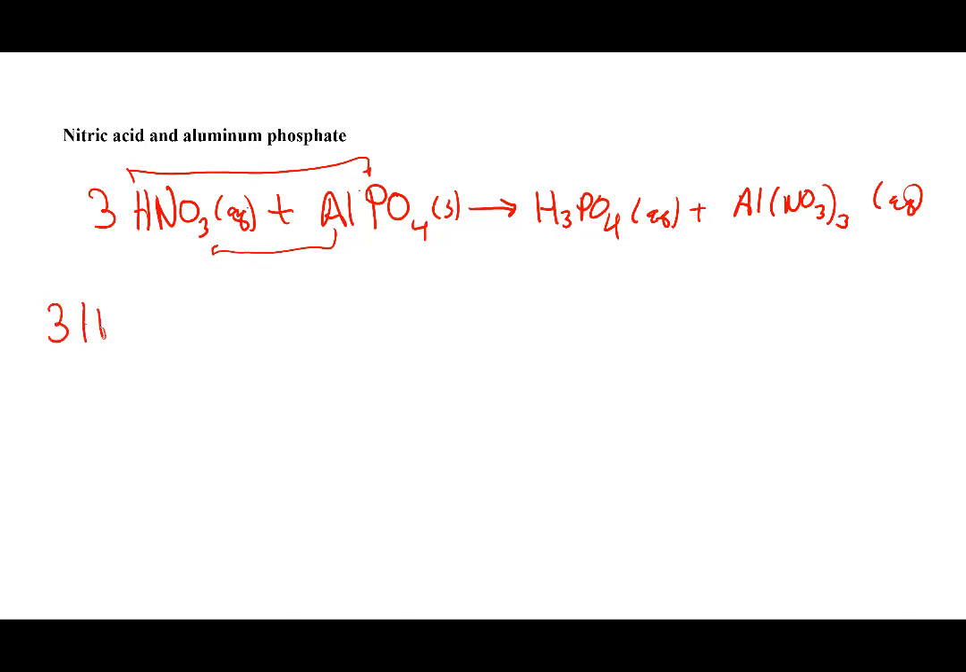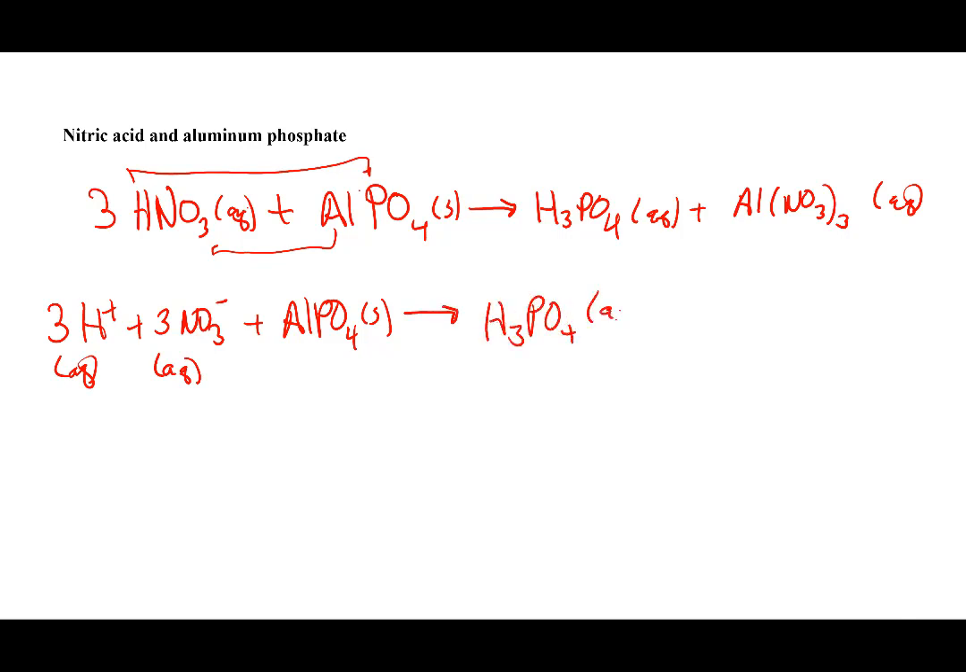So that's written out then as 3H+ 3 NO3-, plus aluminum phosphate, that's a solid. These two are aqueous. That goes to make phosphoric acid. That's written together because it's a weak acid, but it's aqueous because all acids are soluble. And aluminum nitrate is a soluble salt, so that's going to be separate ions in solution. Aluminum 3+ aqueous, plus 3 nitrates aqueous.